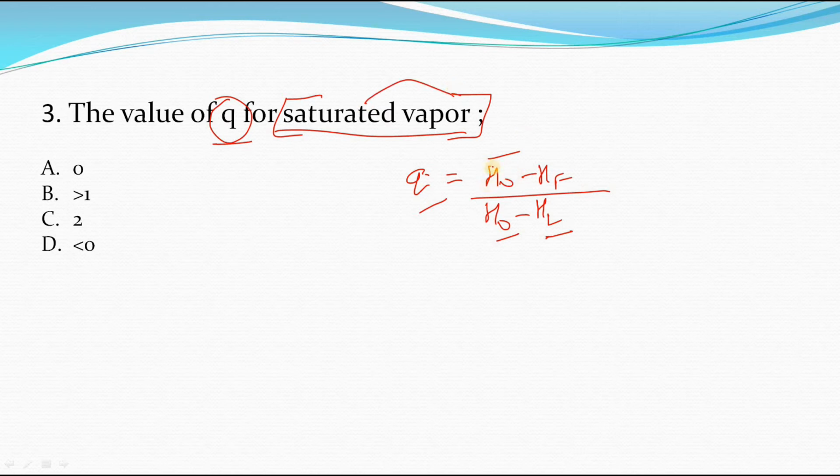Okay, and see here, this one is the enthalpy of saturated vapor, and this one is the enthalpy of feed at that condition. And which condition? At saturated vapor, because we have to find that one. So it will become 0 divided by HV minus HL. Okay, so our answer will be 0, and option A is the right answer.